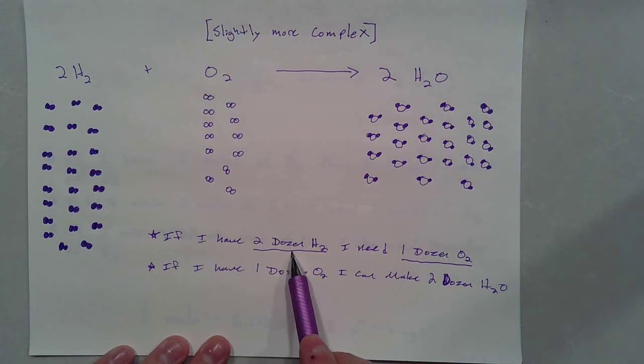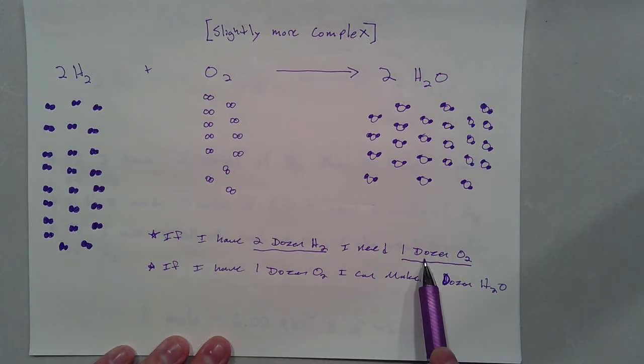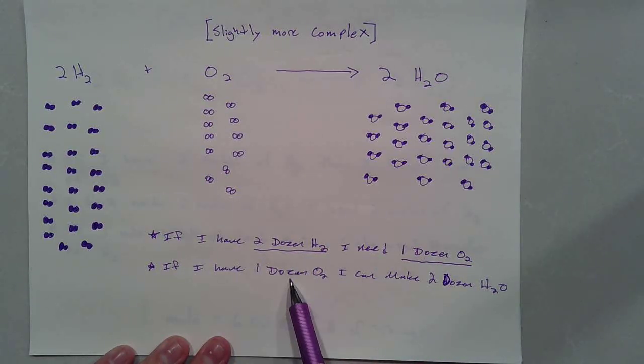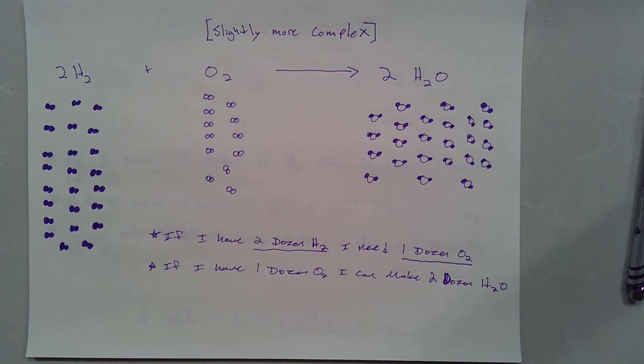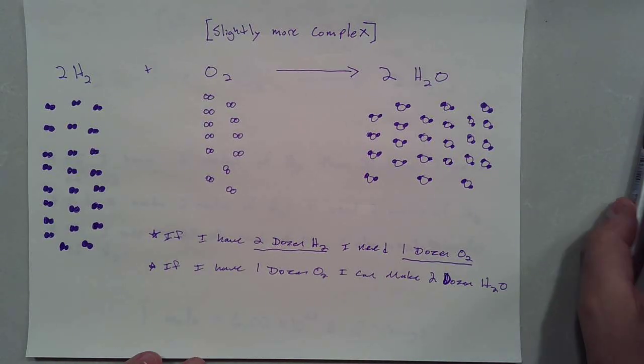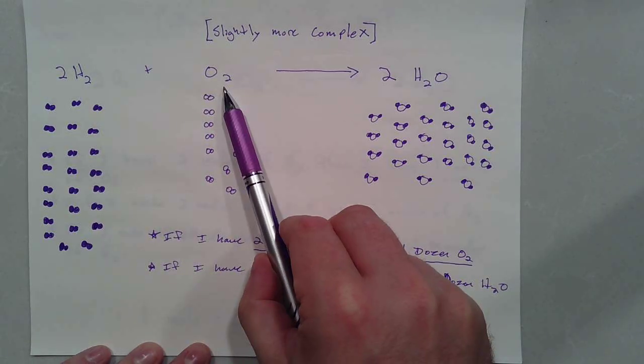If I have 2 dozen H2s, I need 1 dozen O2. If I have 1 dozen O2, I make 2 dozen H2Os. I don't want to get too hung up on this. All we're trying to say is, for every 2 of these, I need 1 of these.